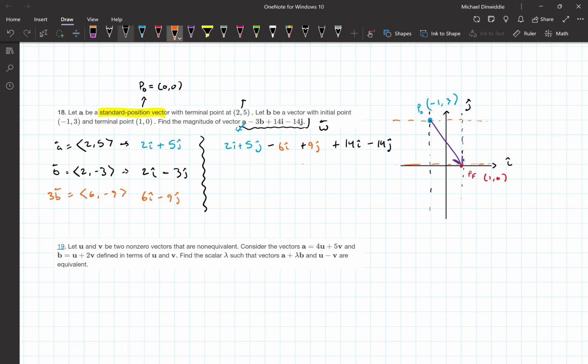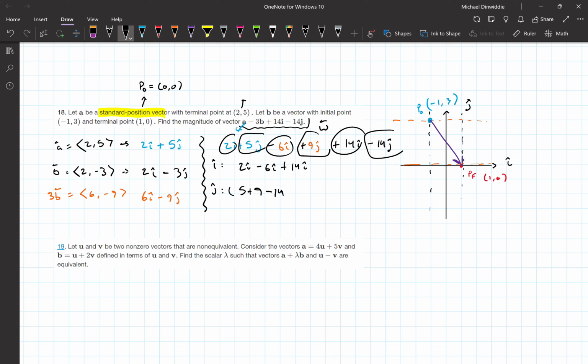So you've got this massive mess of numbers now, but we're in a good spot actually, because now we can group them. So let's just do just that. Let's take all the i's, and we're going to have 2i minus 6i, and I'm just pulling these guys down. So just looking at the i's here, and you can almost circle them if you want to be extra clear about this, plus 14i, and then we're going to go ahead and do the j's in the j hat direction, so 5 plus 9 minus 14.